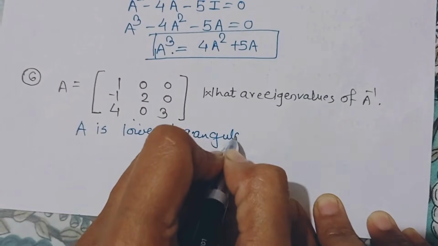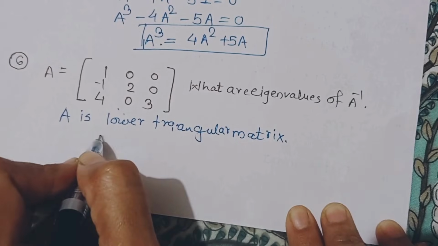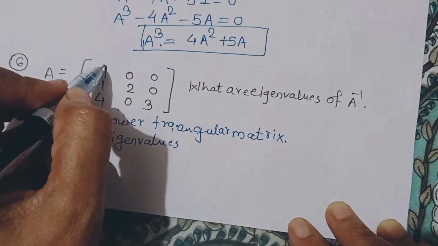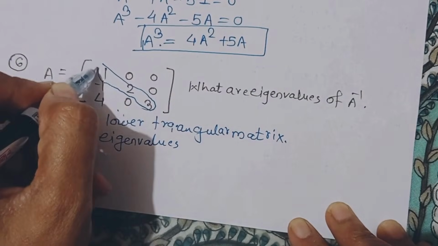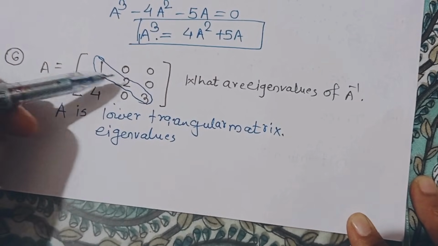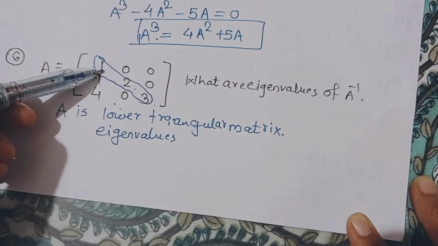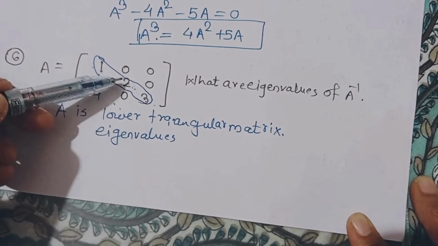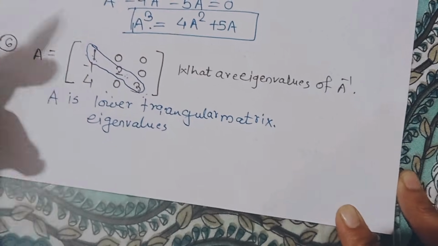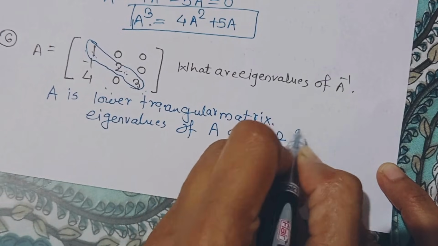Triangular matrix. And therefore the eigenvalues of A are nothing but the elements of the main principal diagonal. So for an upper triangular matrix or lower triangular matrix, the eigenvalues of that matrix are nothing but the elements on the main diagonal, that is 1, 2, 3 are the main principal diagonal elements. Therefore the eigenvalues of A are nothing but 1, 2 and 3.